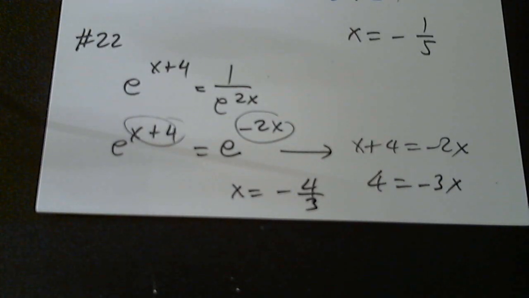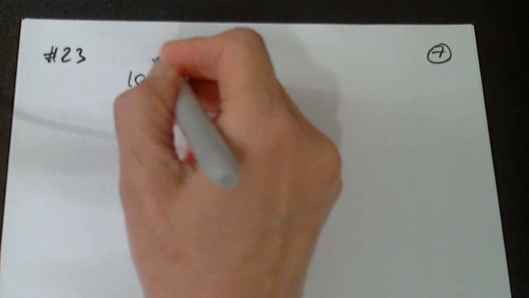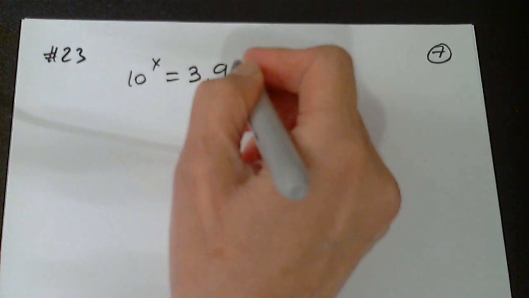Okay, all these were nice, and some of them required a little bit more work, but overall they were nice. Now we're moving away from nice. So moving away from nice means number 23. Number 23, 10 to the x equals 3.91.